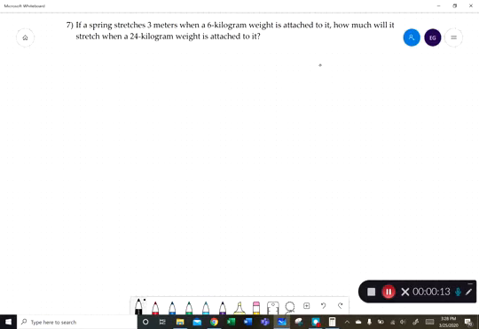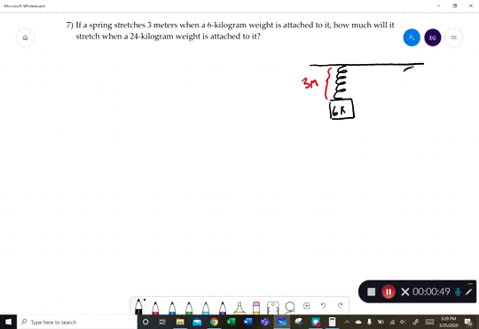Let's say you've got a spring hanging somewhere like this, and you have a weight attached to the bottom. And if the weight is 6 kilograms, then the string will stretch 3 meters. That's what the problem is saying. So now, if you have a larger weight, in this case 24 kilograms, obviously it's going to stretch the spring a little bit more.